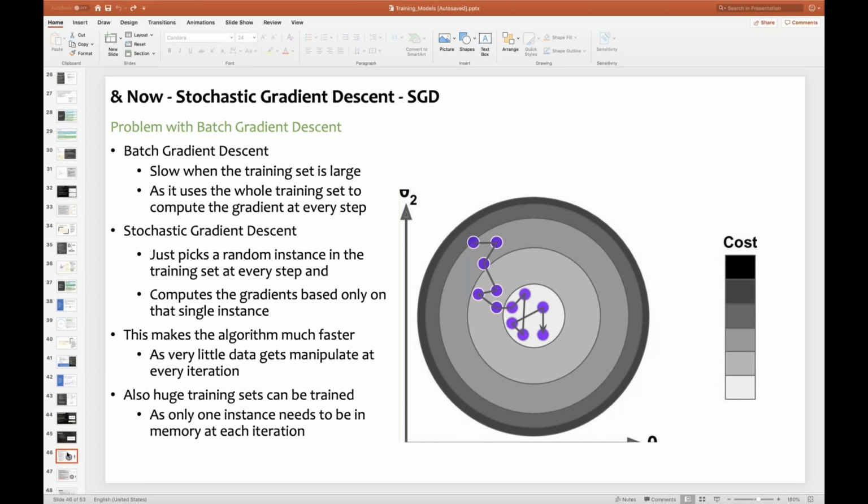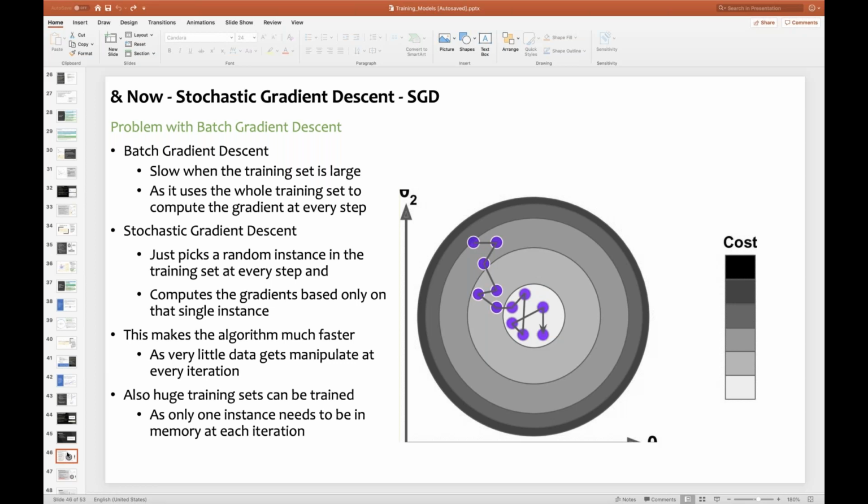And stochastic gradient descent just picks a random instance in the training set at every step. And this computes the gradients based on the single instance only. The name itself says what it is doing. Whereas your batch gradient descent is doing the computation on the whole training data, your stochastic gradient descent is doing the gradients based only on that single instance. It is picking a random instance, not the full instance, but it is faster.